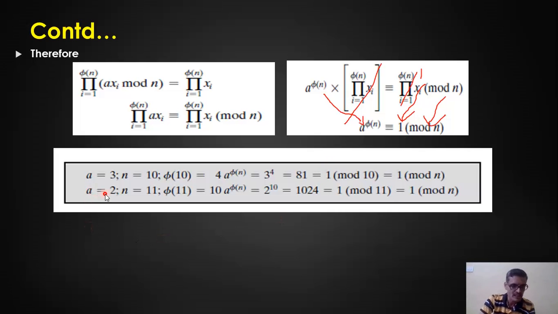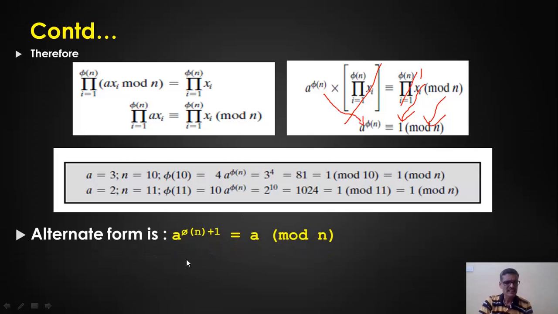Now if I take a equal to 2 and n equal to 11, 11 is a prime number, so phi of 11 is 11 minus 1, that is 10. 2 to the power 10 is 1024, which is congruent to 1 mod 11, because 1024 mod 11 is equal to 1. So this proves Euler's theorem.